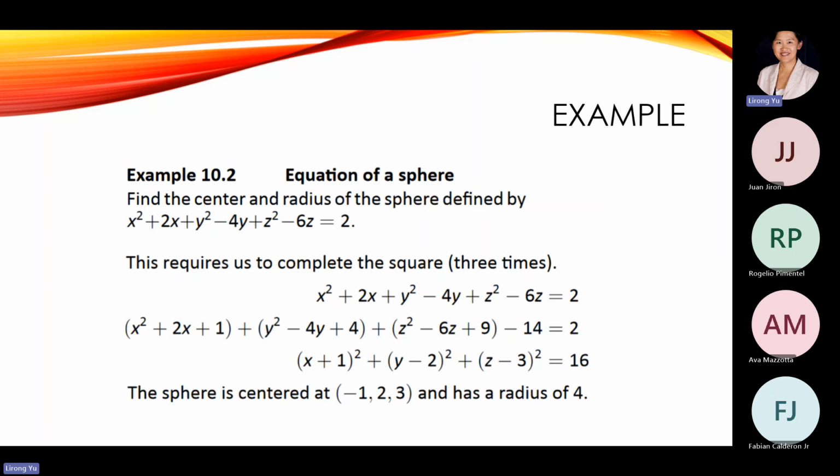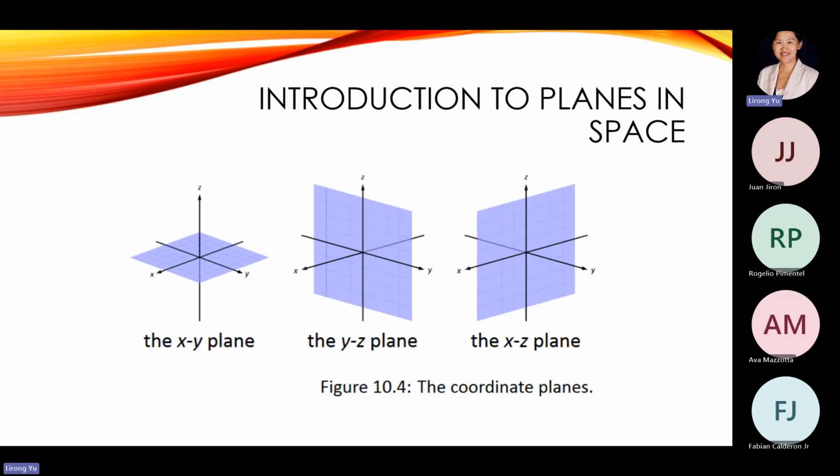Any questions about completing the square? Basically, we added +1 for the x, +4 for the y, and +9 for the z. That way we were able to complete all the squares and get an equation as a sum of squares. In there, we can see the center is (-1, 2, 3) and the radius is 4. So after the equation is rewritten in standard form, we can see the center and radius of the sphere. All right, let's go ahead and talk about some general surfaces.